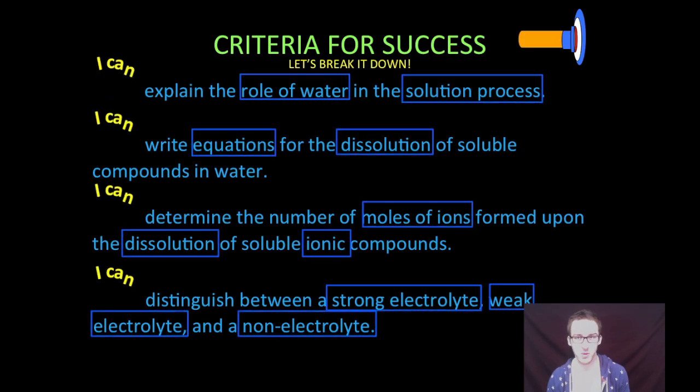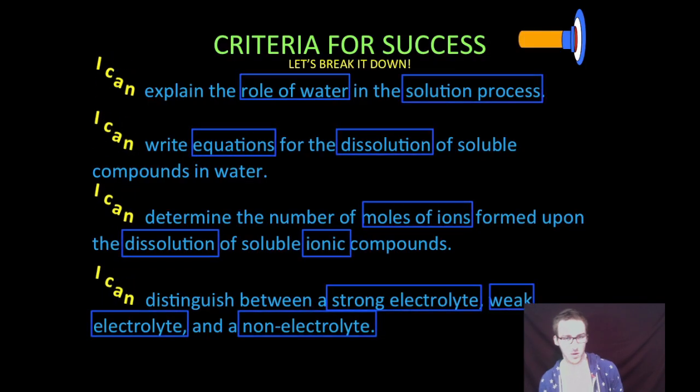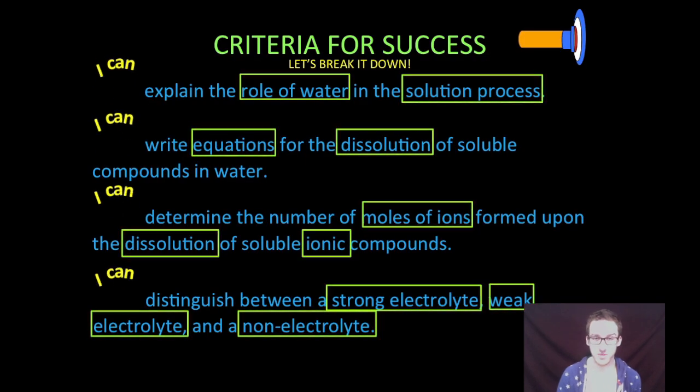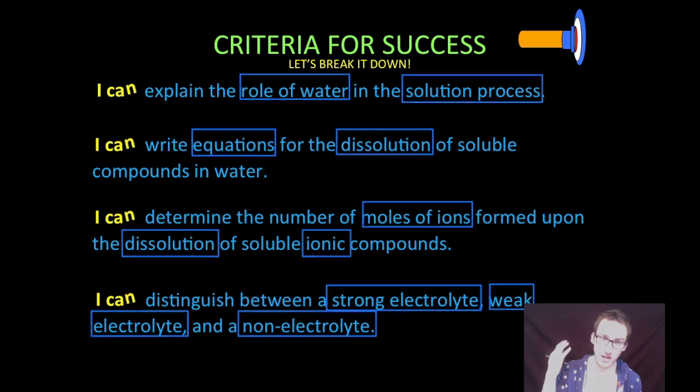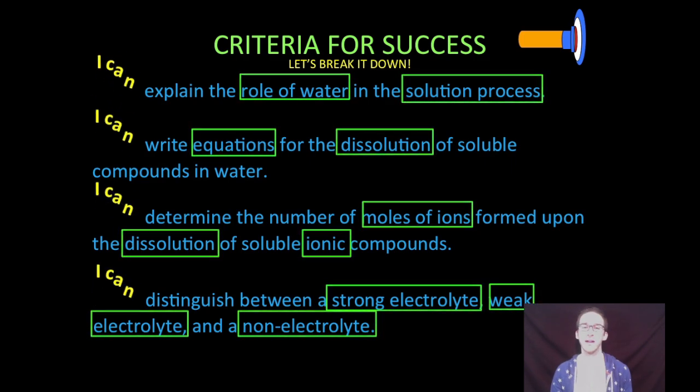So what happens when we put things in water? How can we describe it in an equation? Three, determine the number of moles of ions formed upon the dissolution of soluble ionic compounds. Four, distinguish between a strong electrolyte, weak electrolyte, and a non-electrolyte.